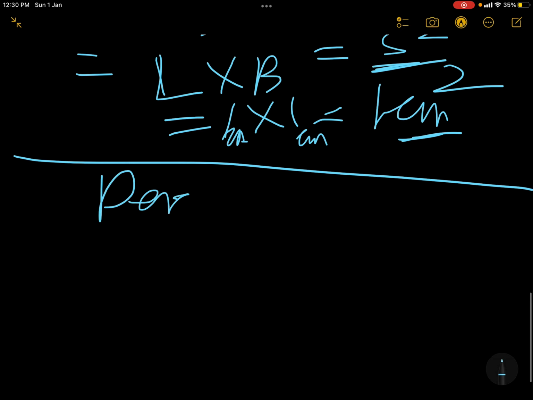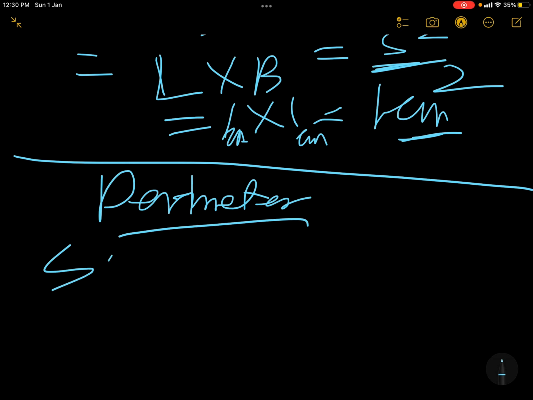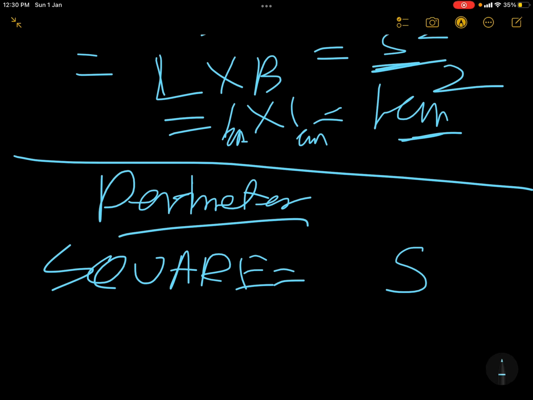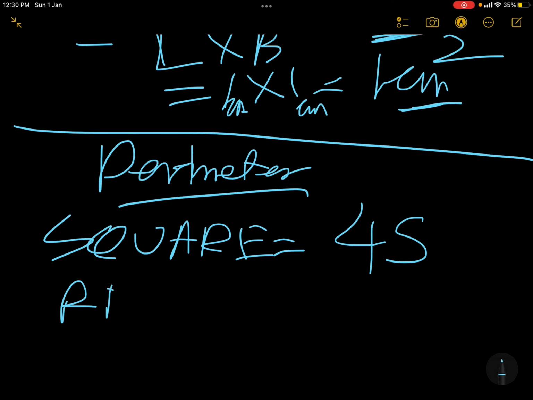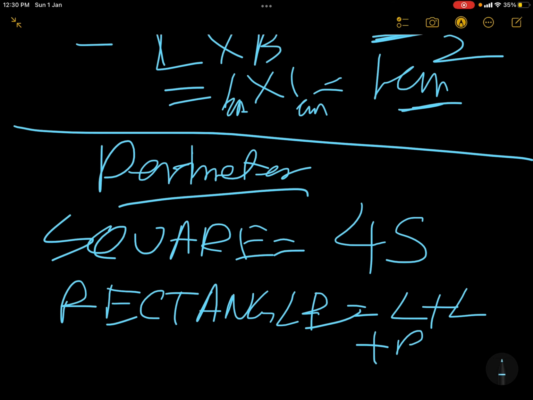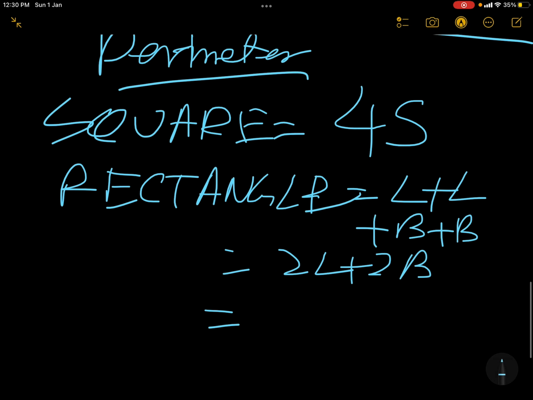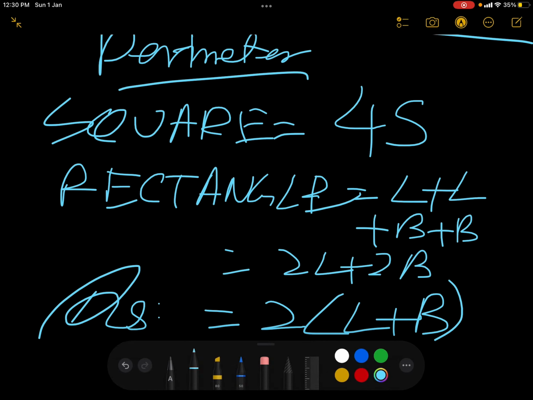The formula for the perimeter of a square: all the sides are equal, so let's say that the length of each side is S, and since there are 4 sides, it will be 4 times one side, so it will be 4S. Clear? Now let's understand it for a rectangle. For a rectangle, what we had done was L plus B plus L plus B, two lengths and two breadths. In other words, this is 2L plus 2B, but we can simplify it further. We can take 2 as common and write L plus B in brackets. So 2(L plus B) is your formula for the perimeter of a rectangle, as I've already explained to you.